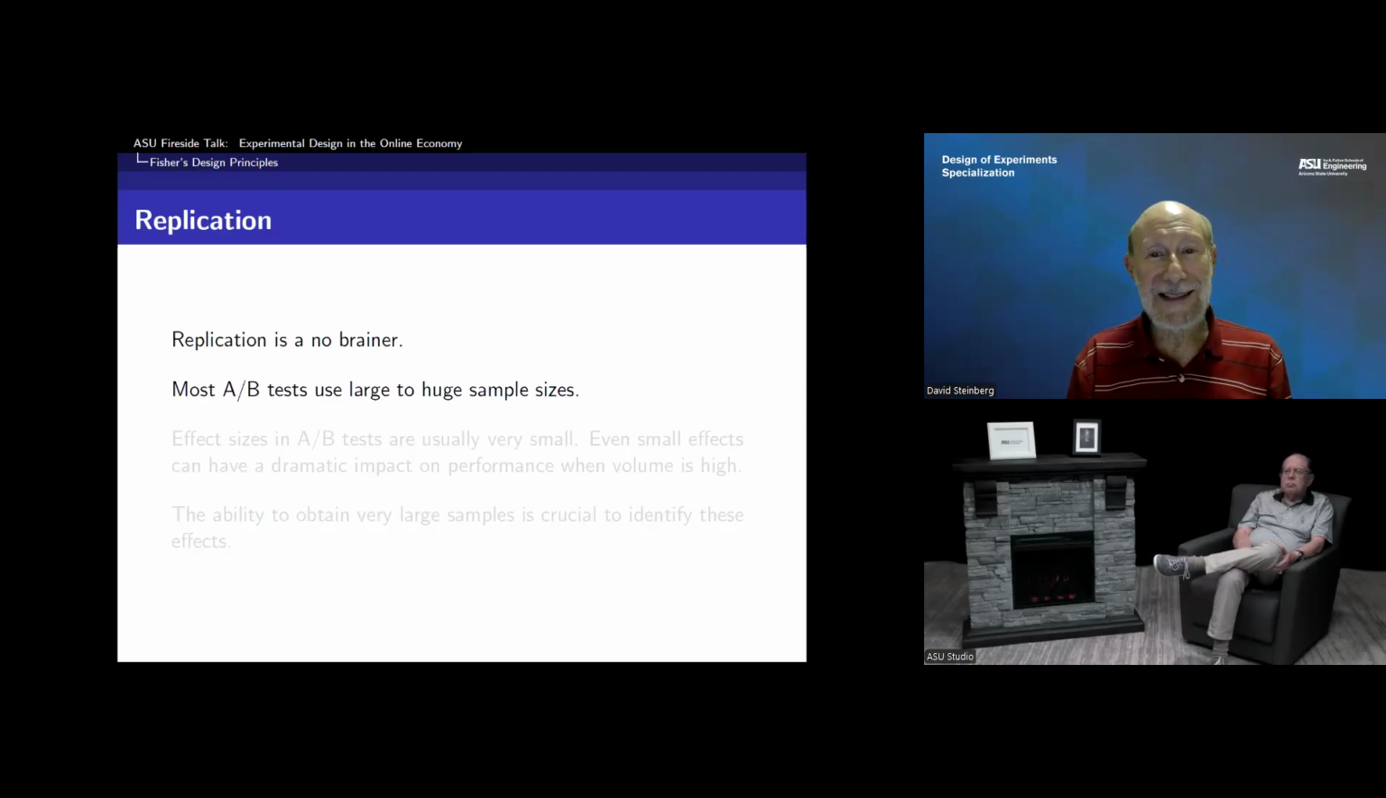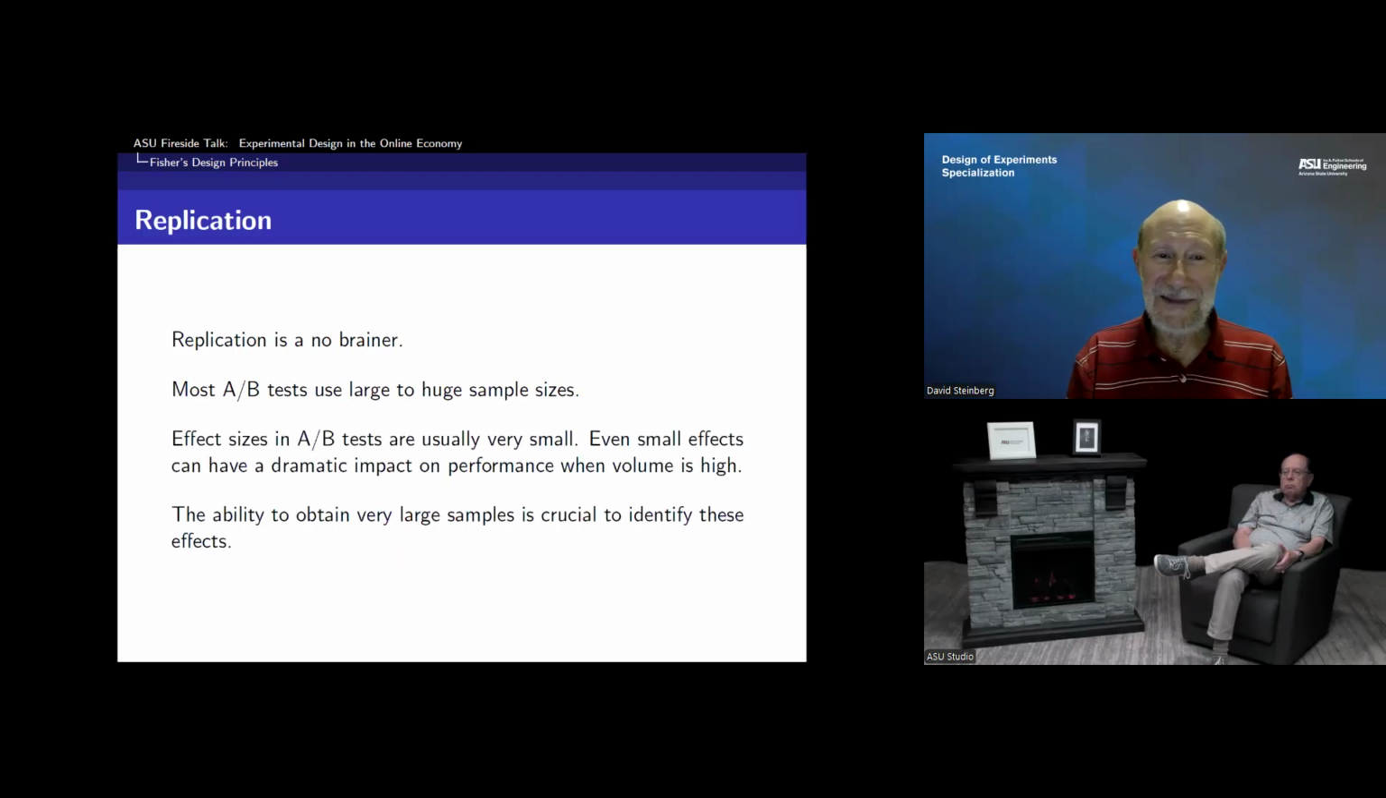Replication, well, as I said, effect sizes are typically small. And so replication is like a no-brainer. And the internet sites are getting lots of visitors. So sample sizes tend to be not just replicated, but huge. You get some extremely large sample sizes in A/B tests. But you need them because of the small effect sizes. I already talked about that with regard to how much you can change the interest rates.